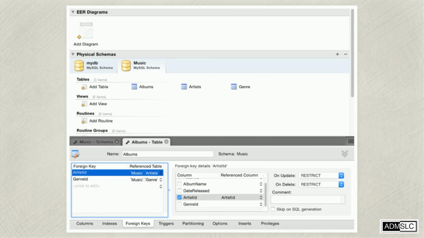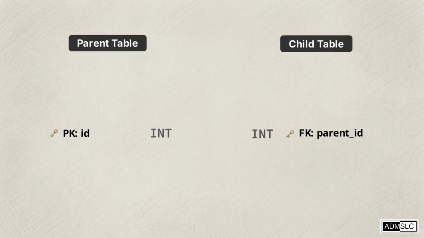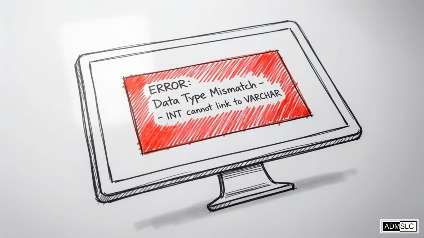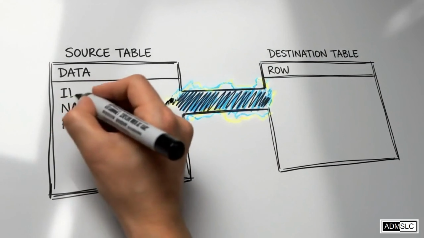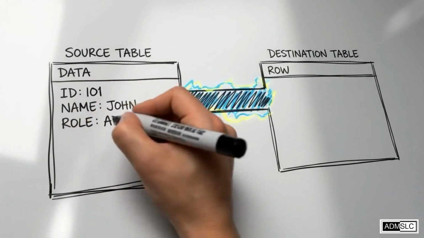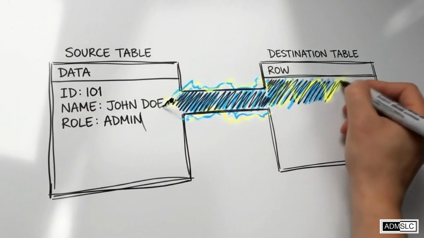Open your child table, like orders, and select the Foreign Keys tab at the bottom. First, type a name for the key. Second, select your referenced parent table. Third, check the target column that binds them together. Pay close attention here. The data types of your linking columns must be completely identical. Attempting to link an integer to a varchar is the most common failure point and will immediately generate an error. Referential integrity ensures that your data strictly remains synchronized across tables, preventing orphaned records and maintaining consistent relationships.